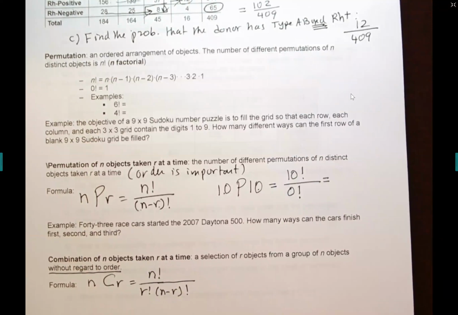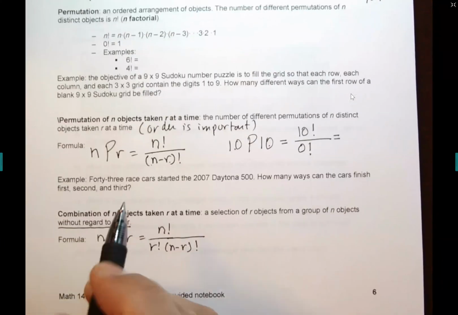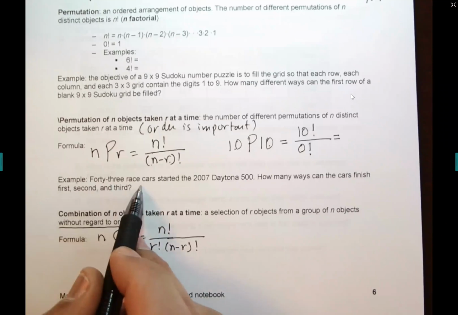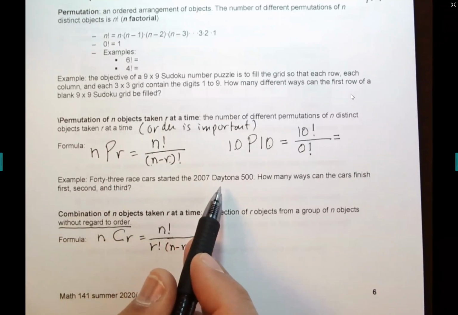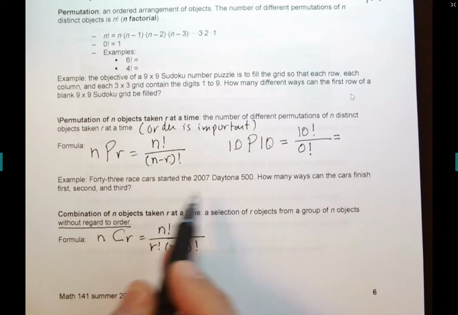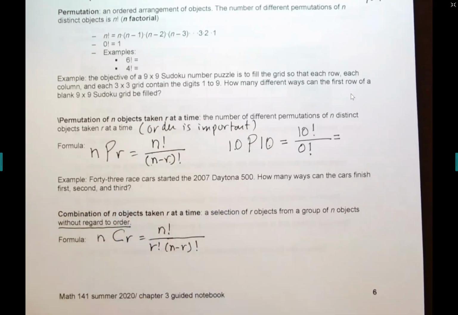Let's do this example here. 43 race cars started the 2007 Daytona 500. How many ways can the cars finish first, second, and third? Is the order important here, guys? What do you think? Yeah, because it's a race. It's very important who finished first, second, and third.